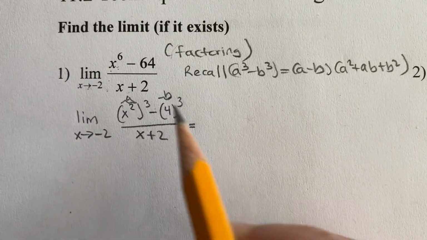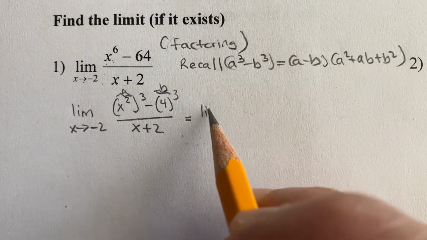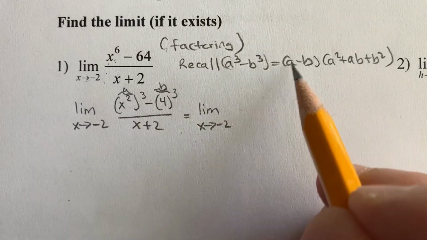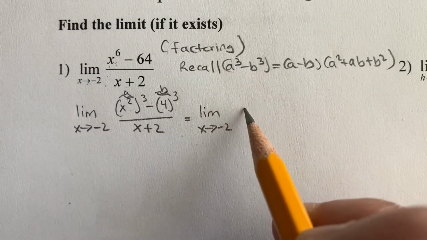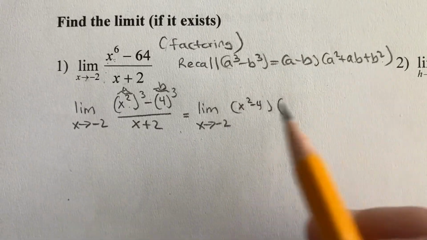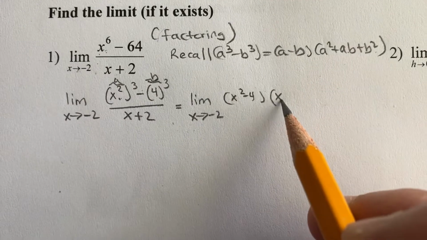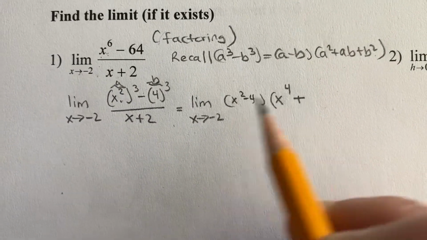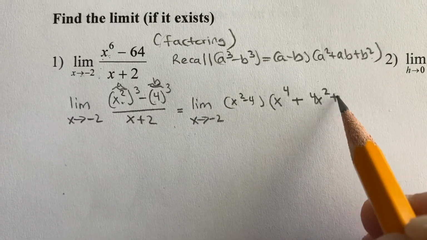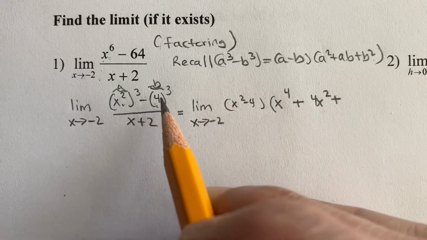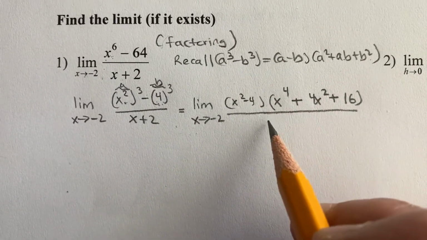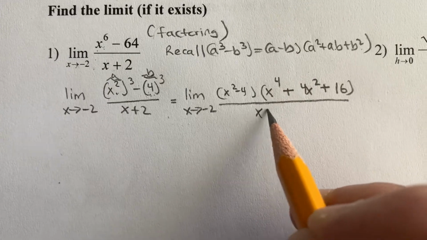When I plug it into the formula, again, I'm going to write the limit as x approaches -2 of x squared minus 4, and then a squared plus ab plus b squared. So I have to square the a, so that becomes x to the 4th plus 4x squared. And then I square this last term, which is my b. 4 squared is just 16. Now I factored it correctly. I have an x plus 2 over here.